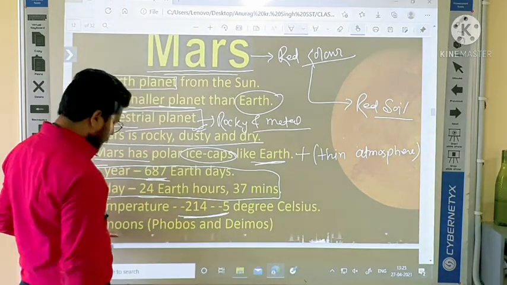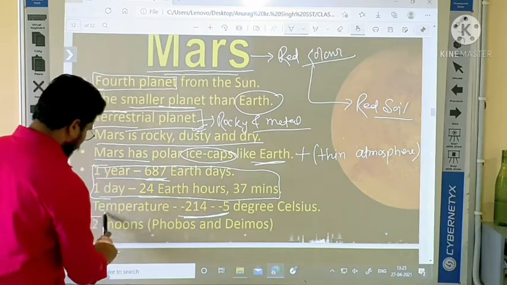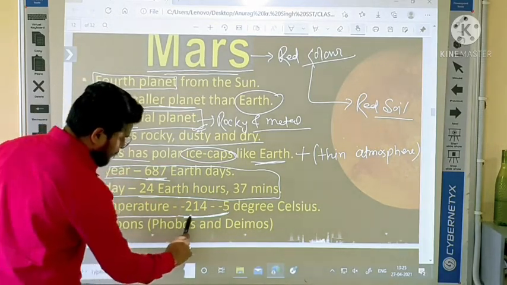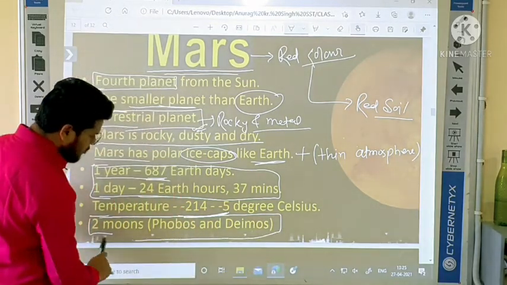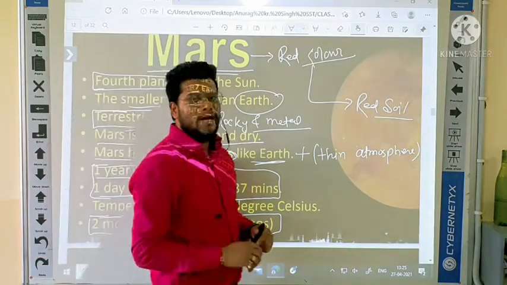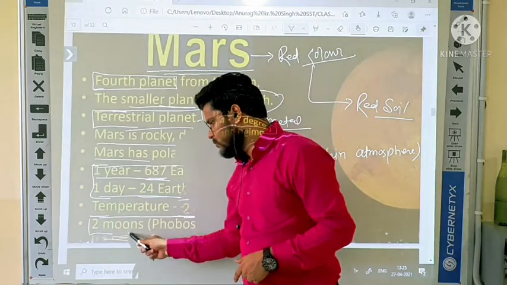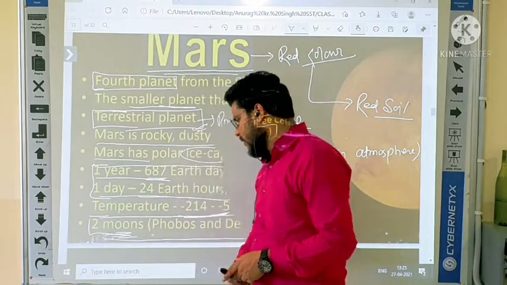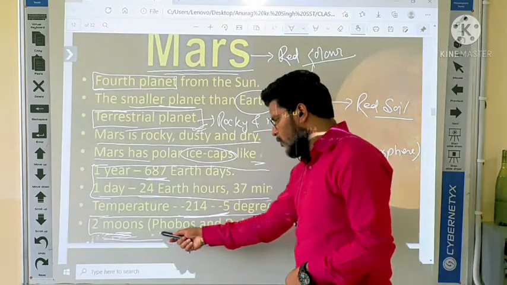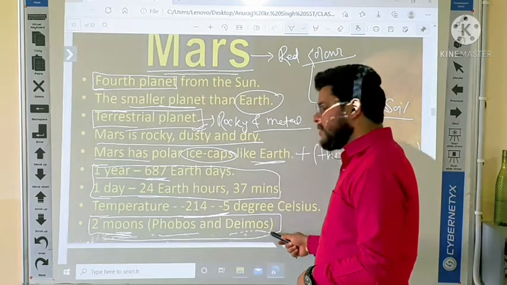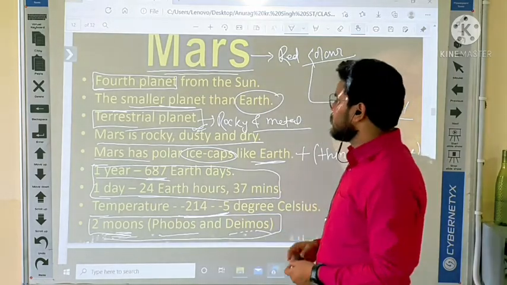Then after that, temperature is here. Now this is our main point, which is related to our books. Mars is the only planet which has two moons. Okay, and the names of the moons are Phobos and Deimos. These are the two moons.